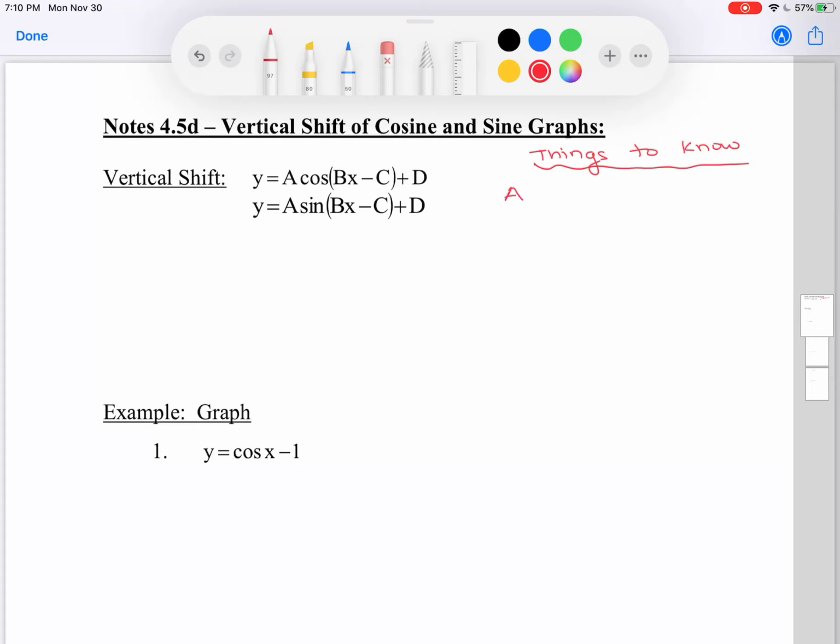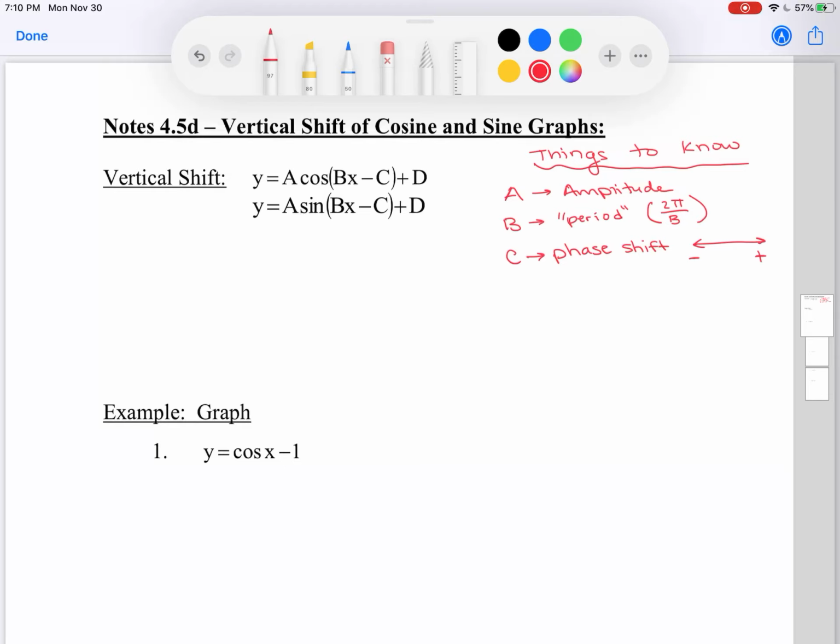All right. A is always going to refer to our amplitude. Amplitude meaning our height. B is always going to go with your period. So I'll say it helps us with the period, which is 2 pi divided by B every time. C, which was just introduced, is my phase shift, which means I'm either going to go right or I'm going to go left. Left when it's negative, right when it's positive.